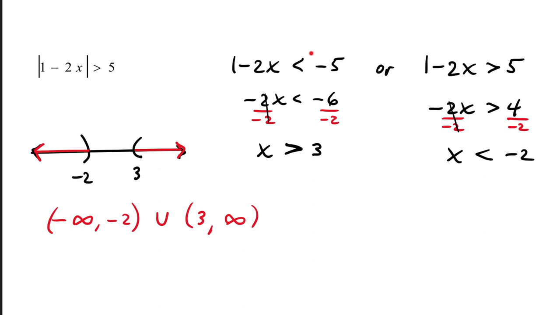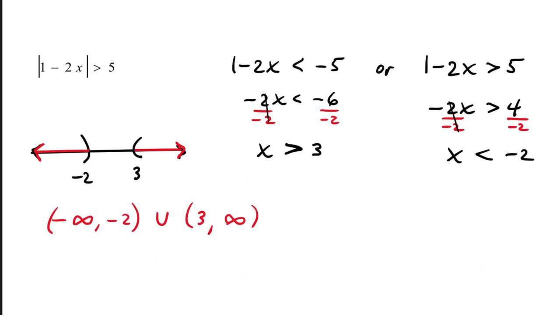1 minus 2x less than negative 5. Let's solve for x. Subtract 1. Negative 5 minus 1 is negative 6. Don't forget that negative here. When you divide by negative 2, you've got to reverse your inequality symbol. So x is greater than positive 3. That's this shaded area.